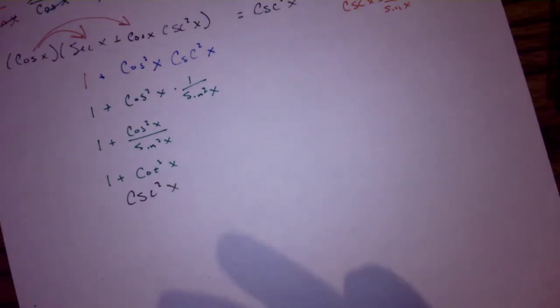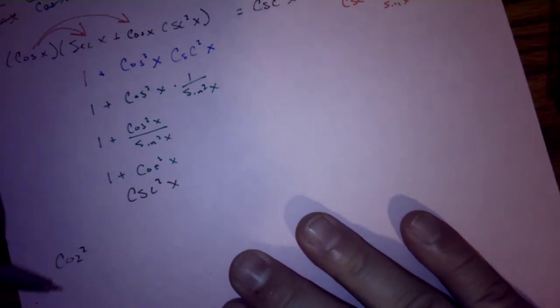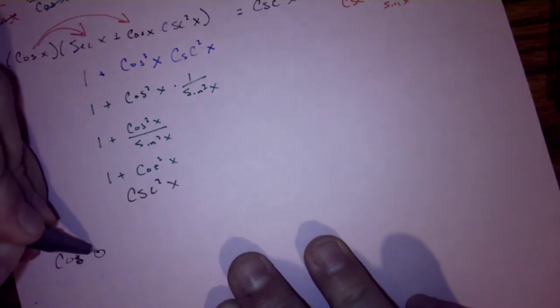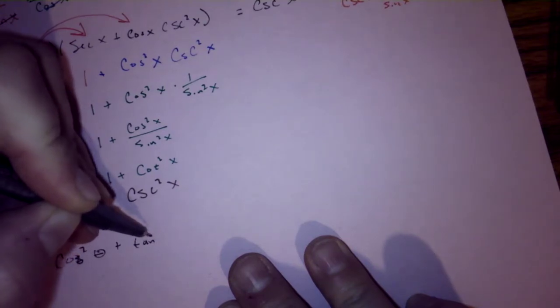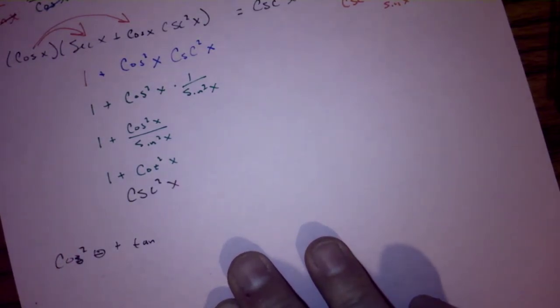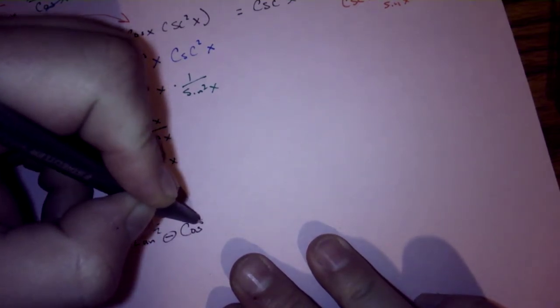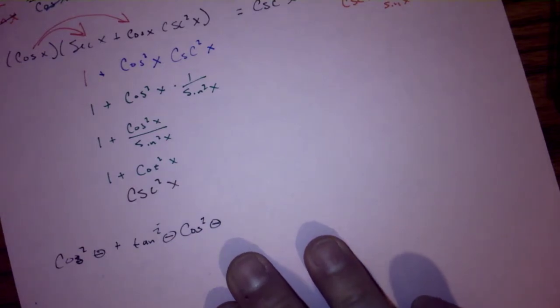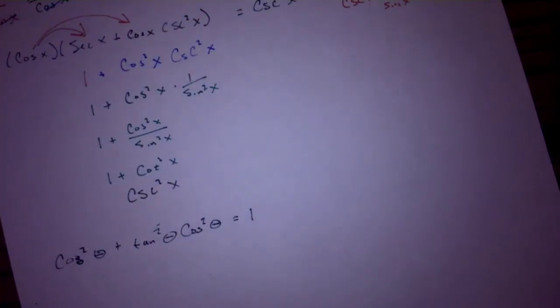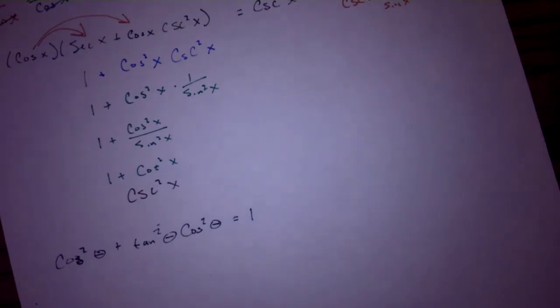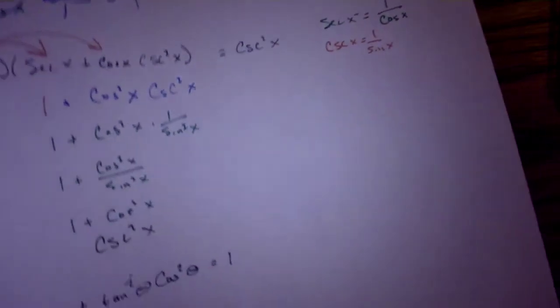So 32 is going to be cosine squared of theta plus tangent squared theta cosine squared theta. So cosine squared theta plus tangent squared theta cosine squared theta equals 1. Okay. Well, this is boring. I thought it looked really gross, but I think I already know how to do it. Oh well, maybe I'll do another one.